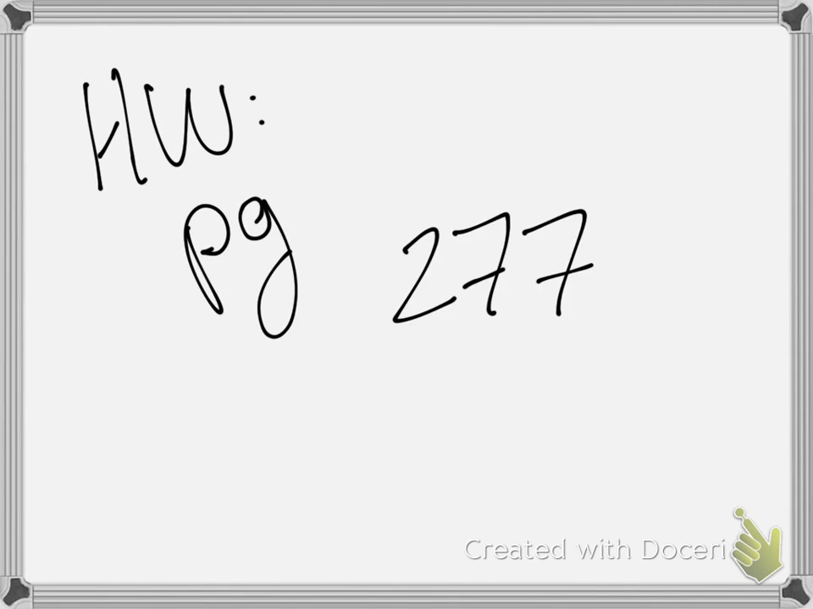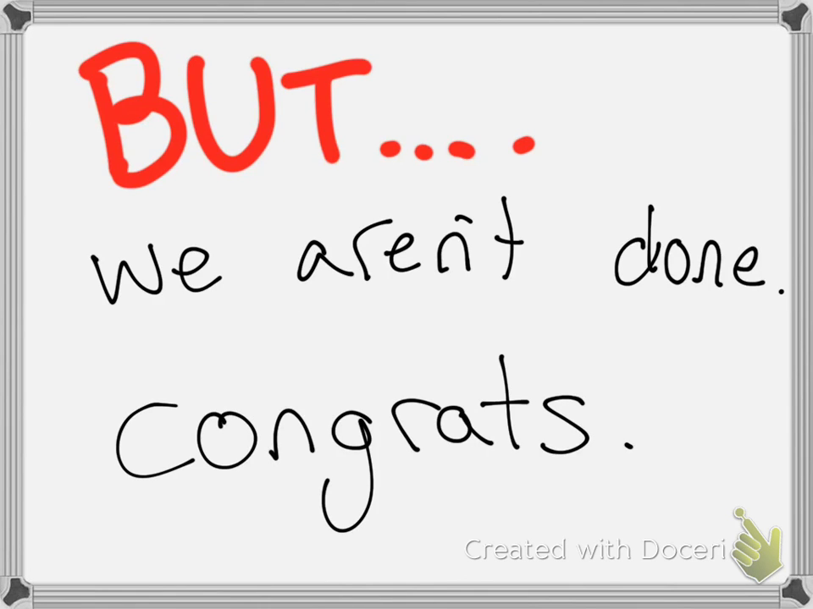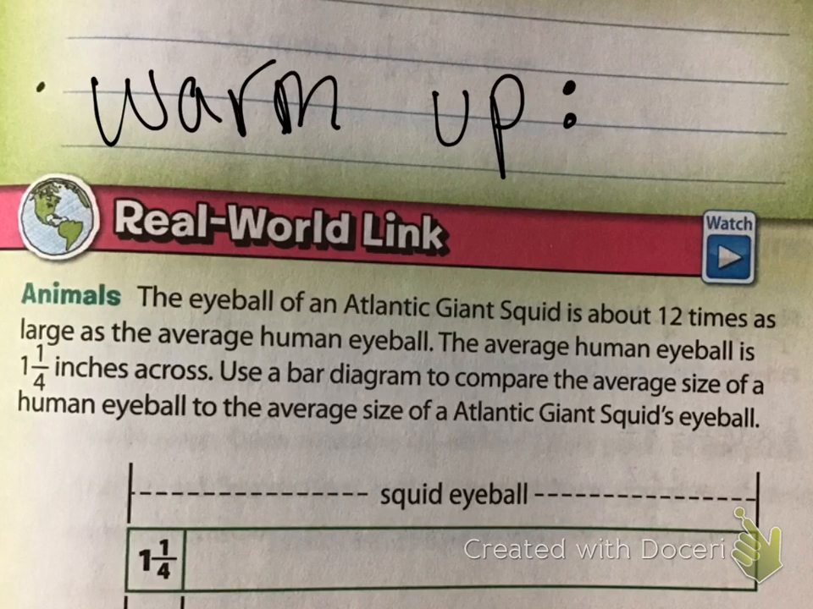Excellent. So your homework is page 277. But we're not done. What we are going to do is go to the next lesson. So let's look at this one. We're doing this warm-up. The eyeball of an Atlantic giant squid is about 12 times as large as the average human eyeball. The average human eyeball is 1 1/4 inches across. We don't need to use a bar diagram because they're not necessarily all that important.